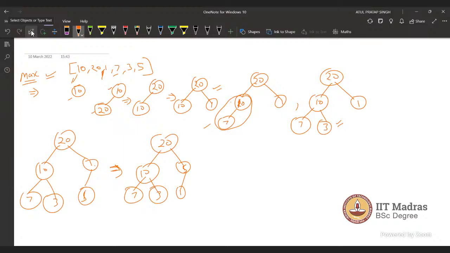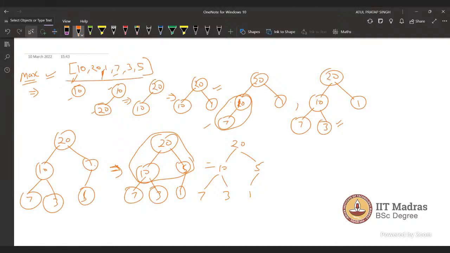We will check the parent node. Because a value is updated, the child value of this 20 is updated from the lower side. So we will repeat the heapify process on that part once again. Now we check who is the largest among these three elements. It is 20, so there is no change. So it will remain as 20, 10, 5, and 7, 3, 1. This is the final max heap for the given sequence.